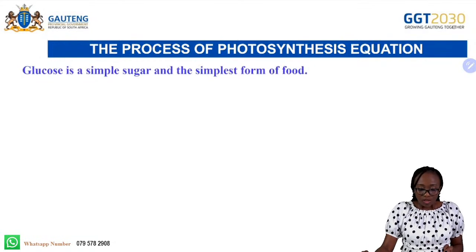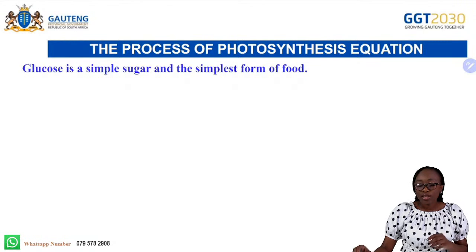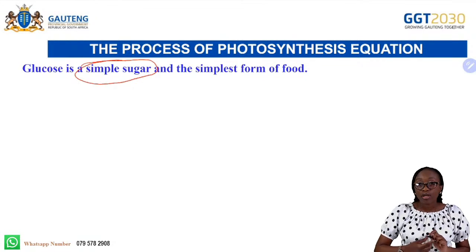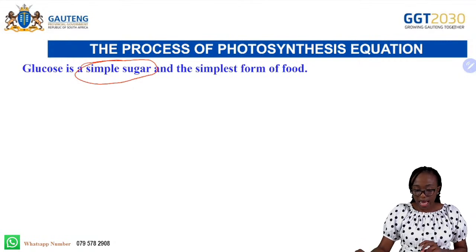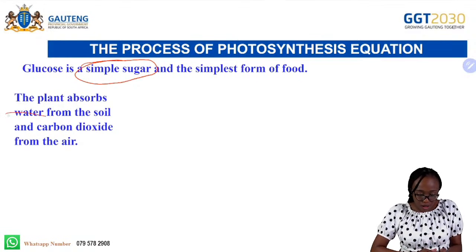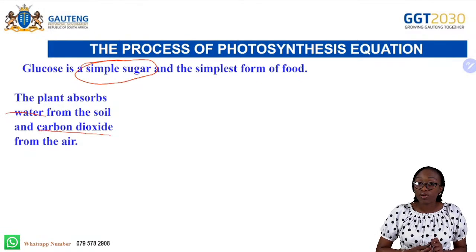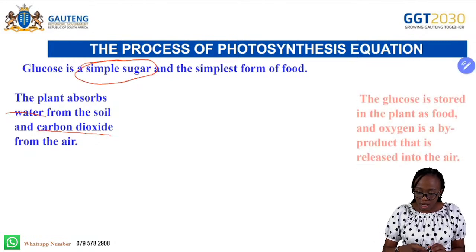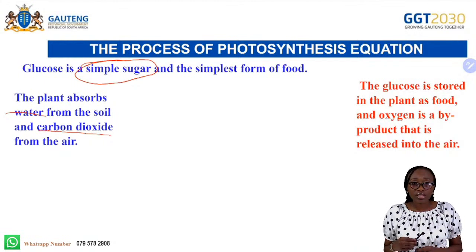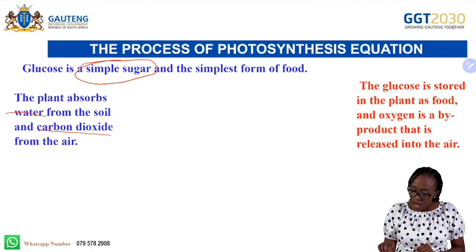All right, so what is glucose? We have said glucose is a simple sugar. Glucose is a simple sugar and the simplest form of food. So the plant, during photosynthesis, it absorbs water from the soil and carbon dioxide from the air. And what does it do with it? It goes through the process of photosynthesis and produces glucose.